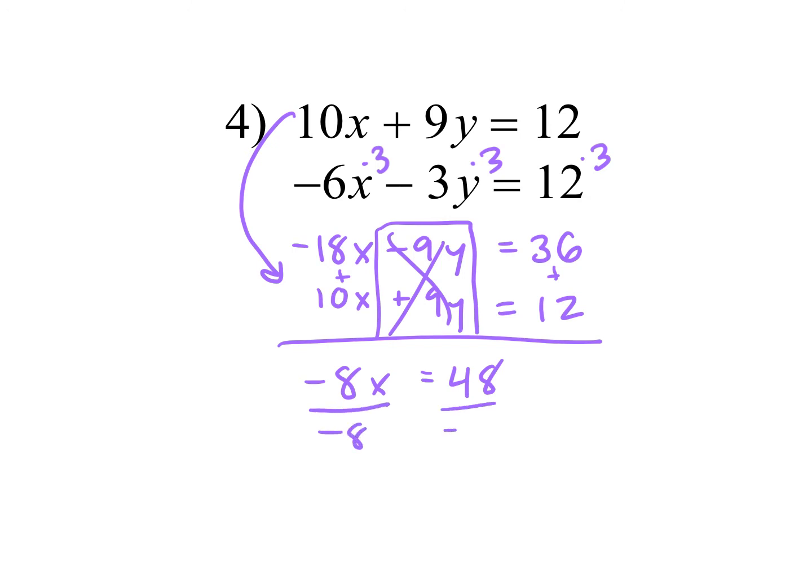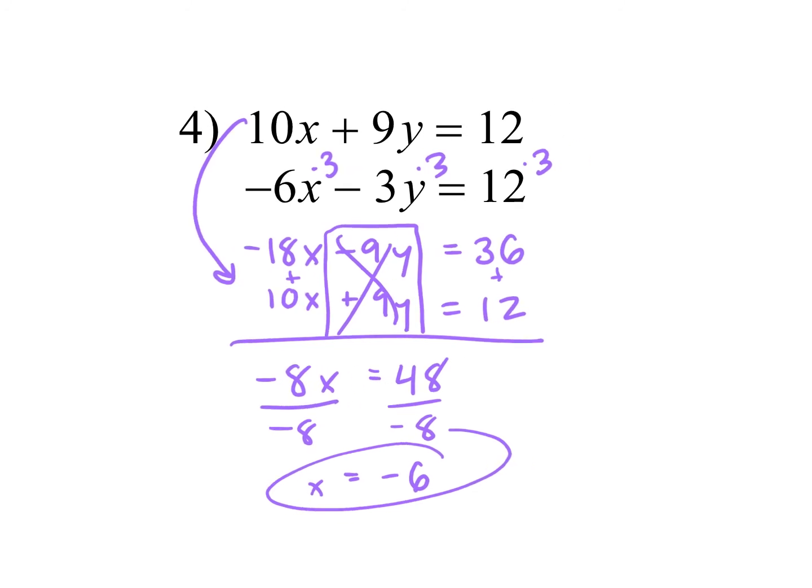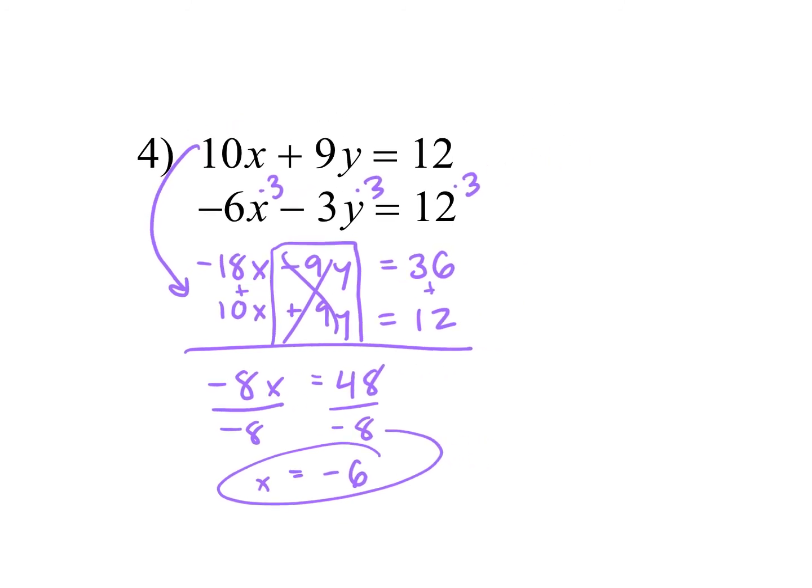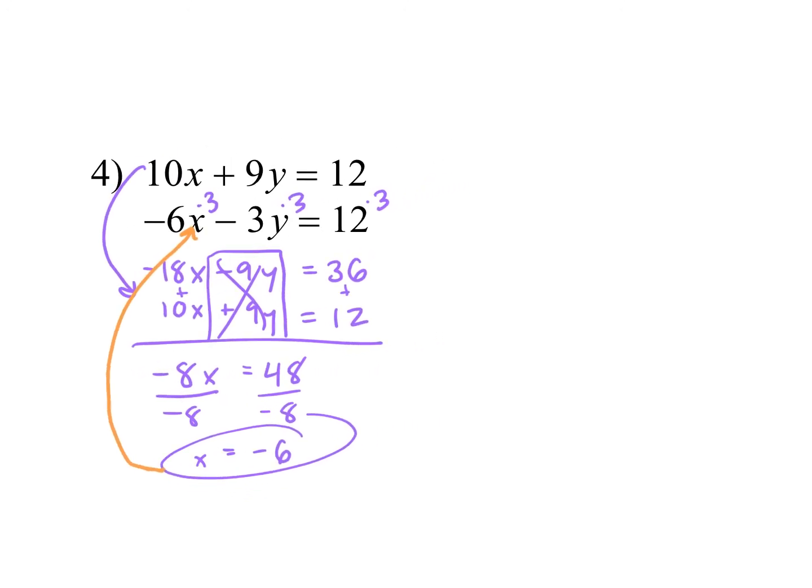Then what should I do? Divide by negative 8. So x is equal to? Negative 6. Am I done? No. What do I have to do next? Plug it into x to find y. So should I plug it into the first or the second? I'm going to plug it into the second just because the numbers are a little bit smaller. It doesn't matter though. You'll get the same answer no matter which one you plug it into. So negative 6 times negative 6 minus 3y is equal to 12.